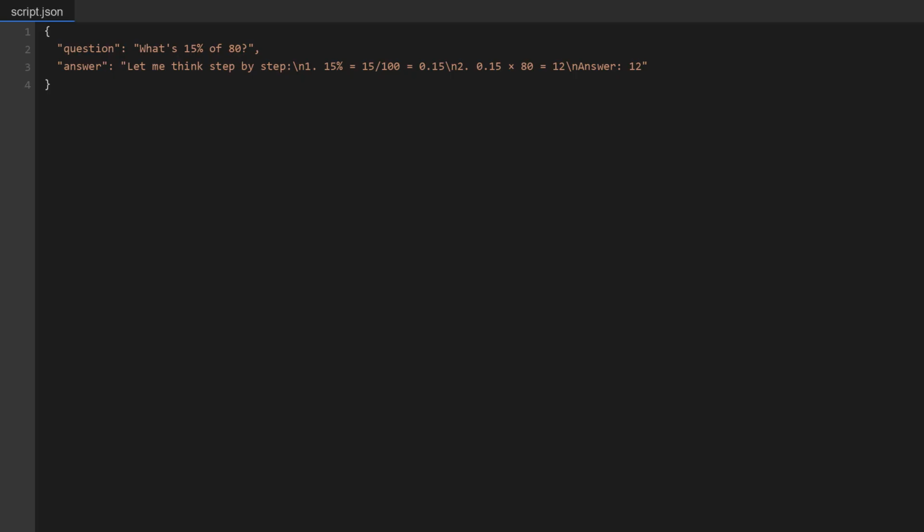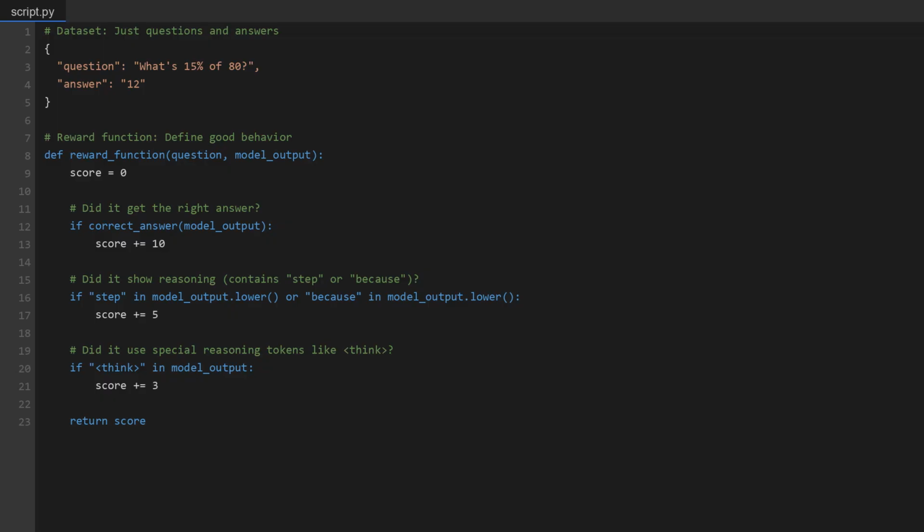The traditional SFT approach to teaching reasoning looks like this. Provide a question, what is 15% of 80, paired with a fully worked out answer that shows every calculation step. The model learns by imitating those demonstrations. This works, but it requires someone to write all those step-by-step solutions, which is expensive and limits you to reasoning patterns you can already demonstrate. With GRPO, the training data is just questions and answers, no reasoning demonstrations.